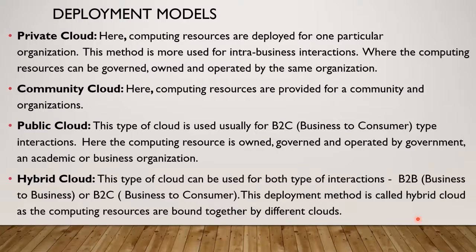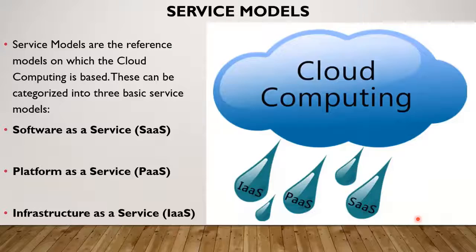So in such a public cloud, there is a level of interaction that this computing resource allows everybody to have access to. Then you have the hybrid cloud. The hybrid cloud hybridizes the public cloud and the private cloud. So these are the deployment models on which cloud computing is done.